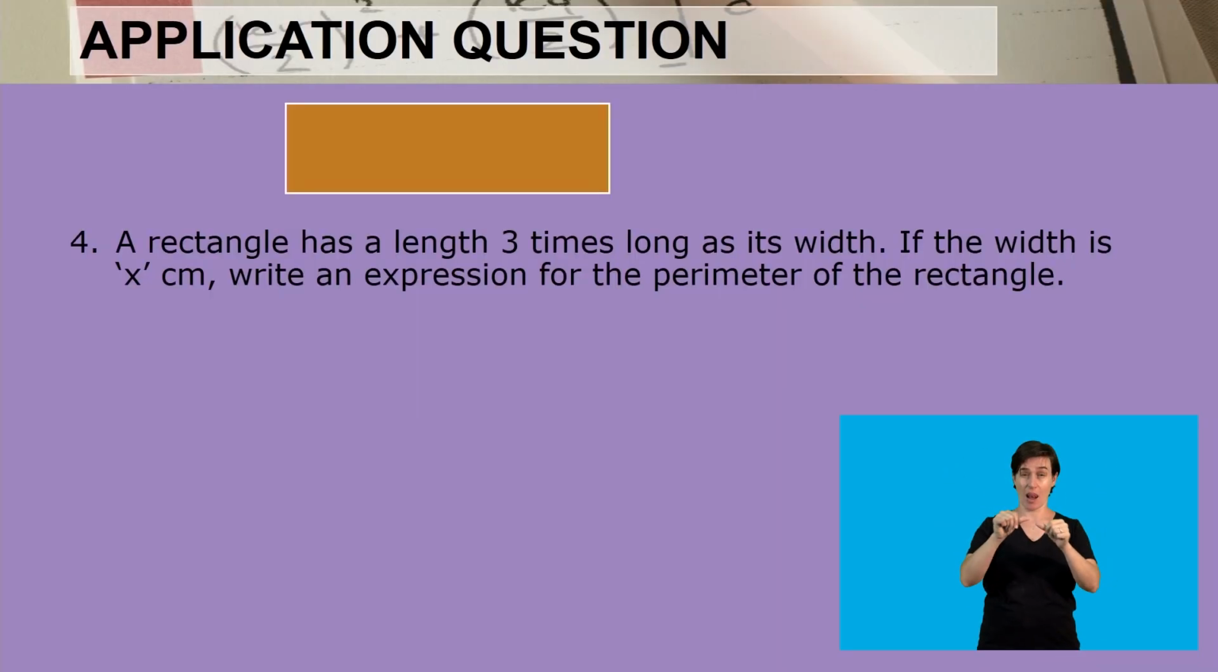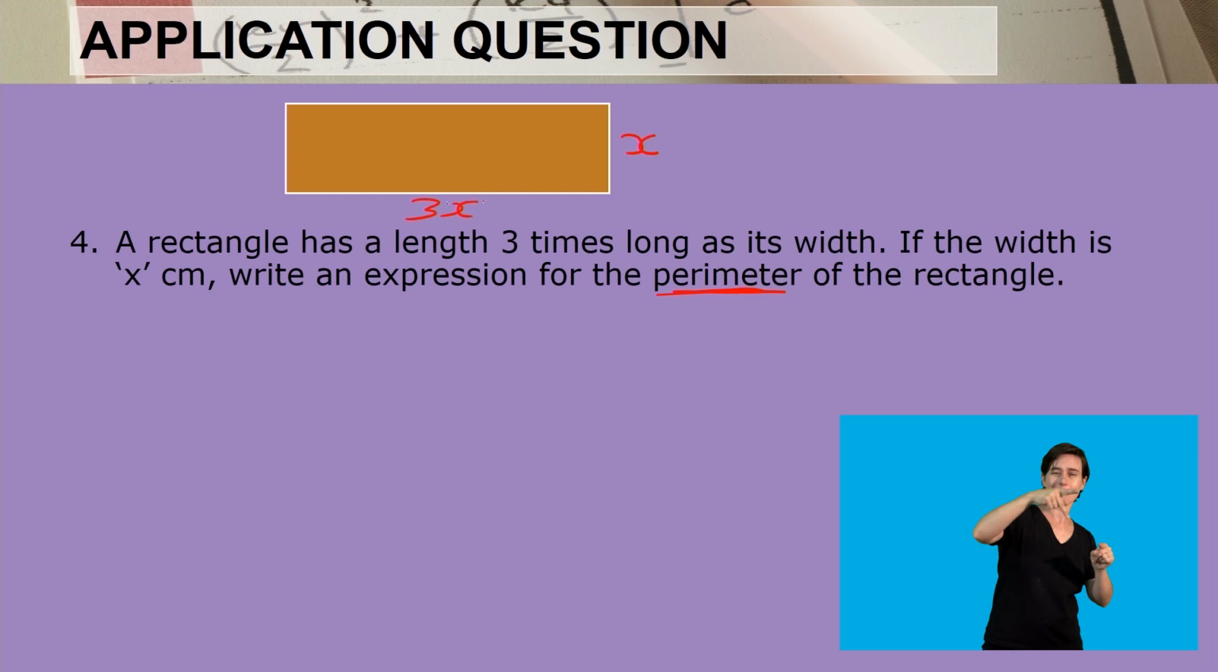We have a rectangle, and the question says, a rectangle has a length of 3 times as long as its width. If the width is x centimeters, write the expression for the perimeter of the rectangle. They have given us a shape of a rectangle. We know that the width, which is the breadth of the rectangle, is x. And then we are told that the length is 3 times x. So it's 3x. And then we are to write the expression for the perimeter.